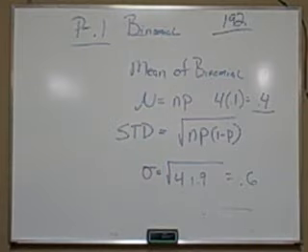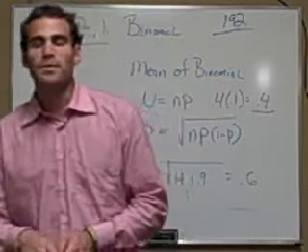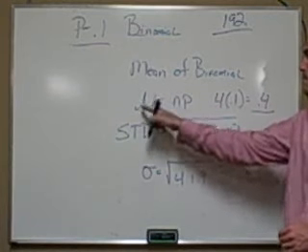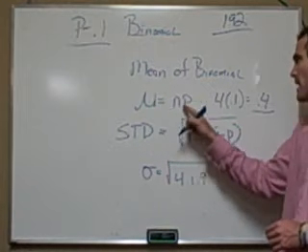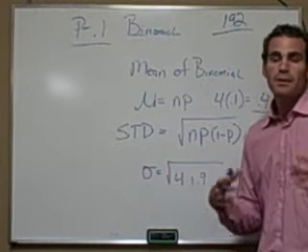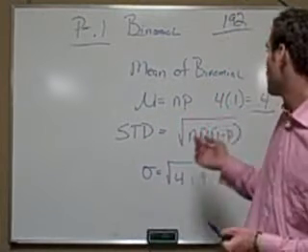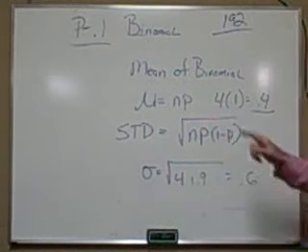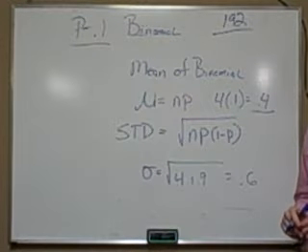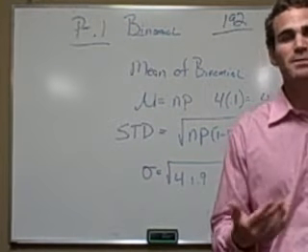The mean and standard deviation of the binomial are given on page 194. It's very simple. The mean is given by the Greek letter mu, and mu is N times P. That's it. The number of people in our sample times the probability of success. So in our cancer study, we had 4 patients and a probability of success of 0.1. We have 0.4. The expected number of successes is 0.4.